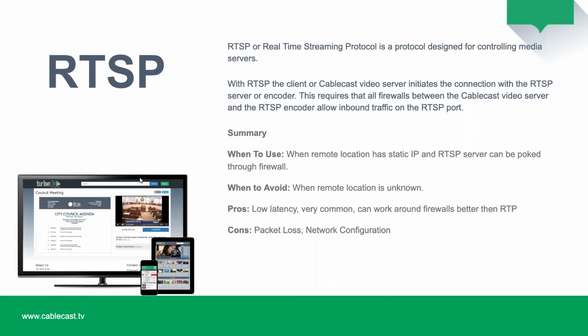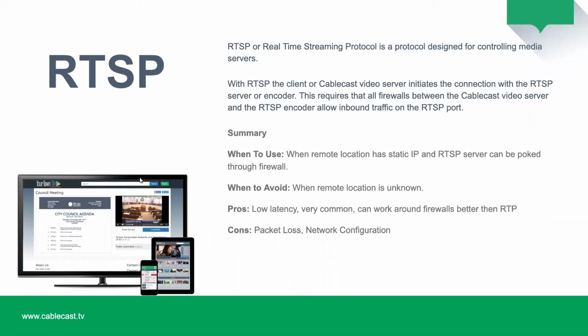Next one is our RTSP. RTSP stands for Real-Time Streaming Protocol, and it is designed to control media servers. So it basically sends a play and stop command to the encoder to be able to send that. With this, basically the Cablecast server is talking to the encoder and sending that command, saying, hey, send me this, whereas with RTP, the encoder is sending it to the Cablecast server. So this is kind of a little bit of an opposite in the way that it directs and talks. So again, because of this, you're going to need to make sure that there are some firewall ports open on your firewall between the server and the encoder.